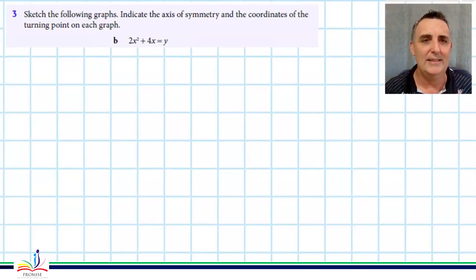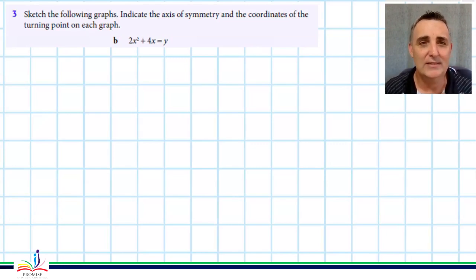Right, we're asked to sketch the graph, indicate the axis of symmetry, and the coordinates of the turning point on the graph. And we have an equation, 2x squared plus 4x equals y. And you may be asking, where's the c? Is there no c? Well, there is a c. The c is 0. You're adding 0, right? But we just don't write that.